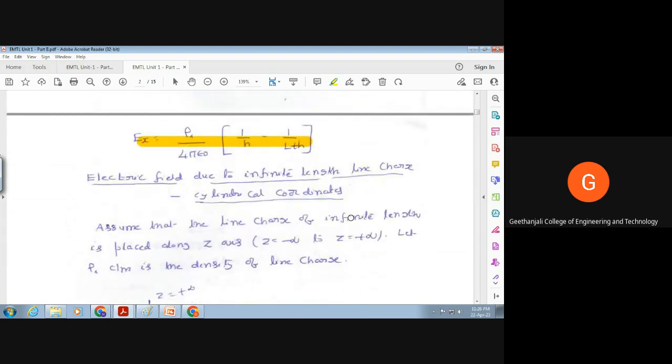In the next class, we are going to discuss how to determine the electric field intensity in cylindrical coordinates if the length of the line charge is infinite.